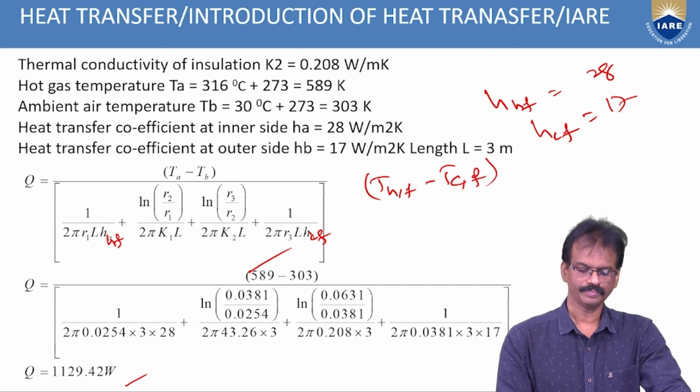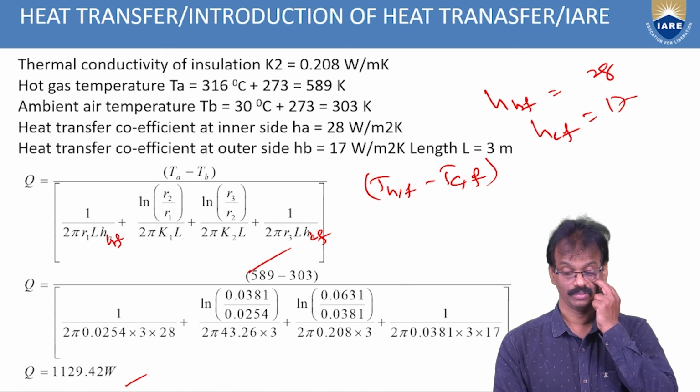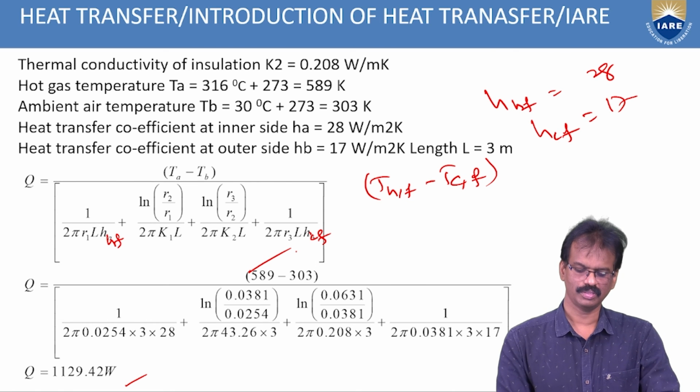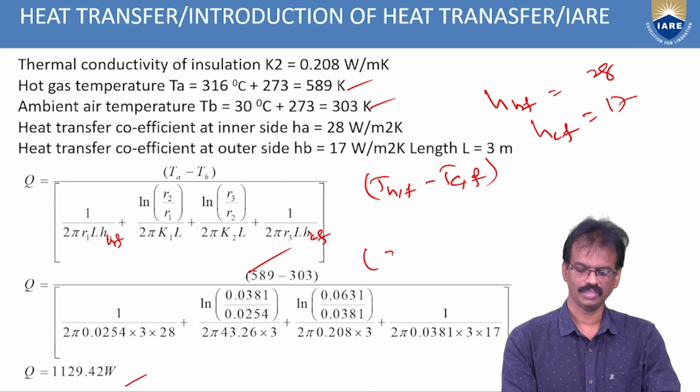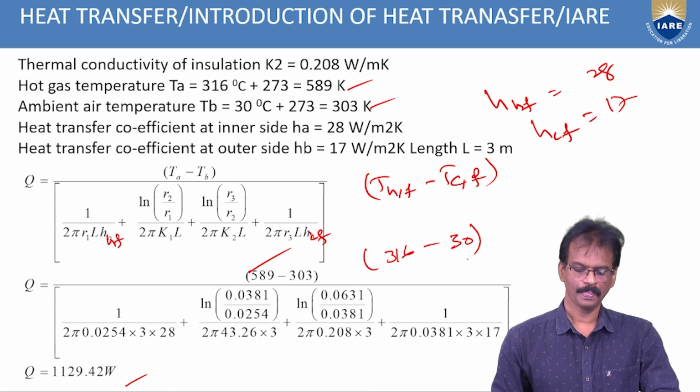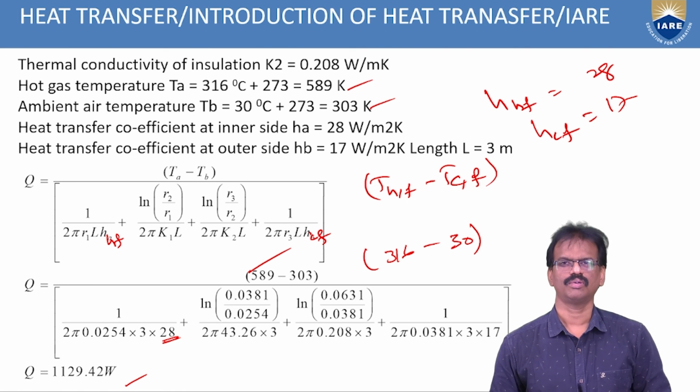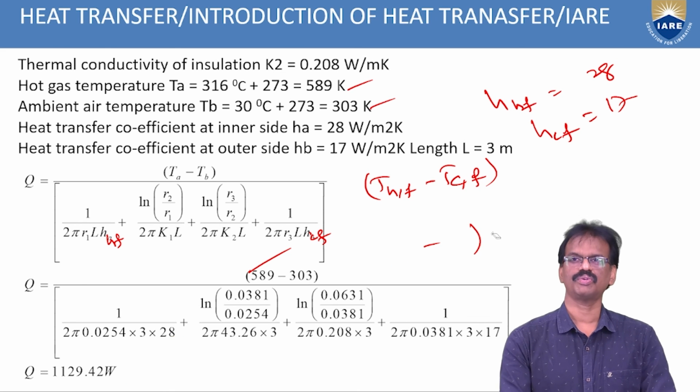This is the hot fluid temperature in kelvins. Here 273 is added and here 273 is subtracted, so there is no need for conversion to K. Directly you can write 316 minus 30. Here 1 by 2 pi R1 you already know, length is also given, and the heat transfer coefficient of the hot fluid, 28, is also given. In this way we can solve the numericals related to composite cylinders. So thank you for watching this class.